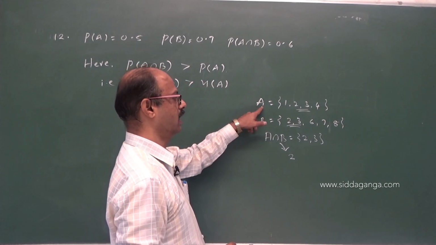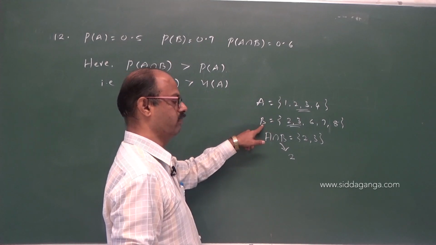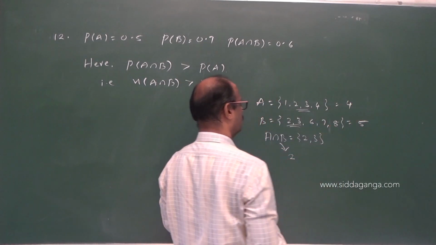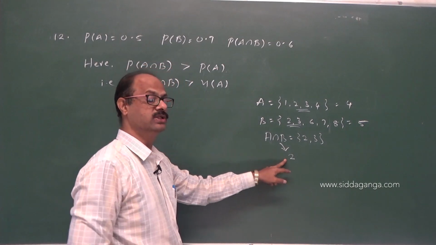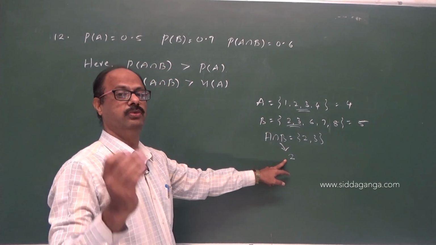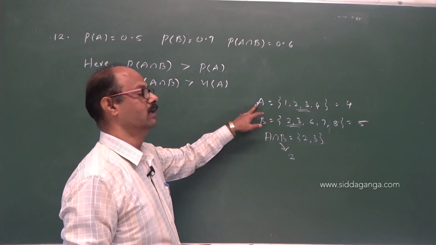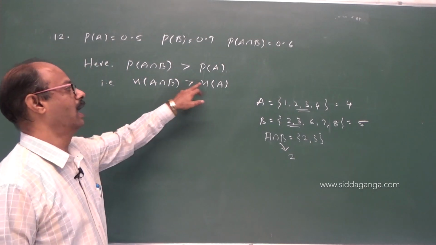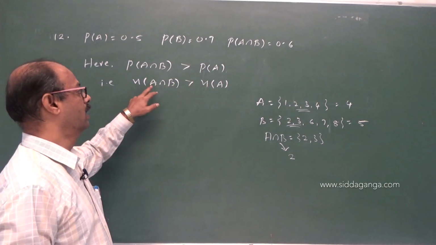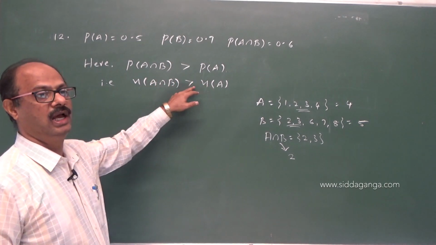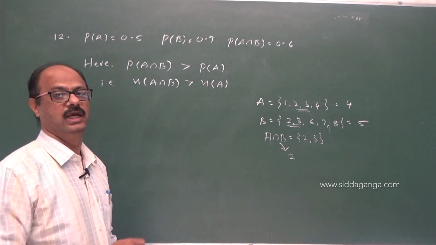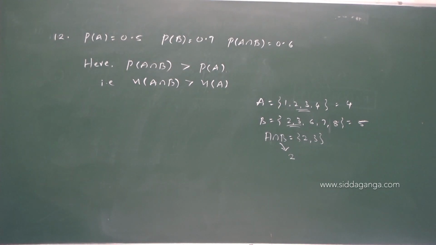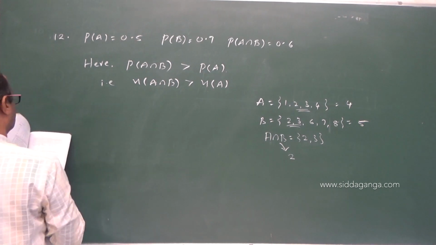Set A contains 4 numbers and set B contains 5 numbers, but the intersection contains 2 numbers. The intersection of any two sets should be either equal to or lesser than the given sets. But here the intersection has more than set A, meaning N of A intersection B is greater than N of A. If this is the case, then we conclude that the given sets are not consistent.